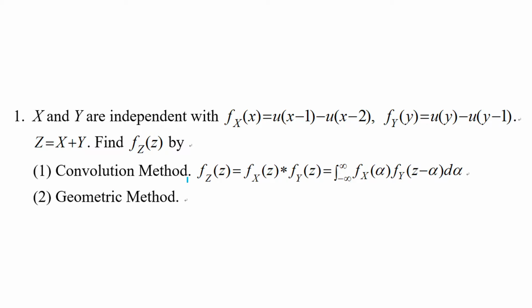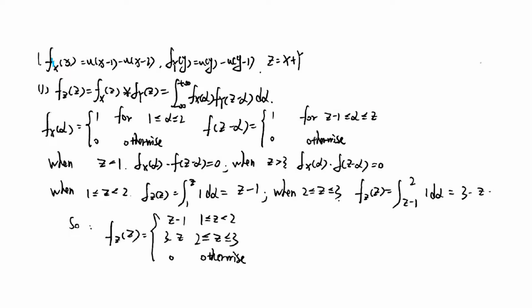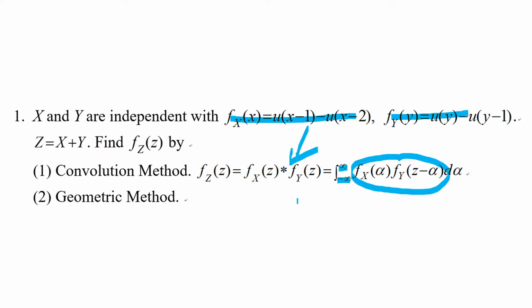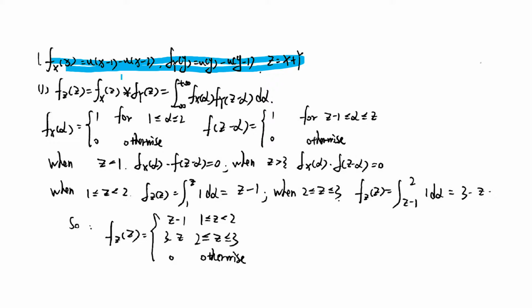So let's focus on the first question first. These are all conditions the question offered to us. With the convolution method, we just need to apply these functions into this equation here, and then integrate this part from negative infinity to positive infinity to find f_Z(z). So we need to discuss f_X(alpha) and f_Y(z minus alpha) in order to integrate this part here.